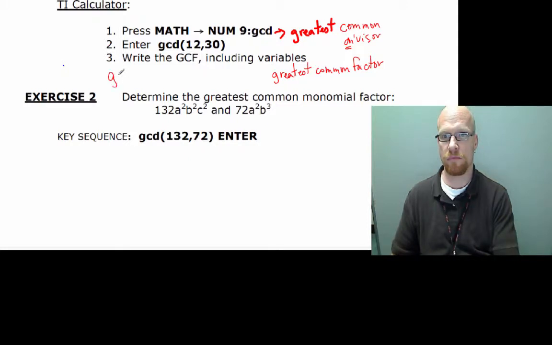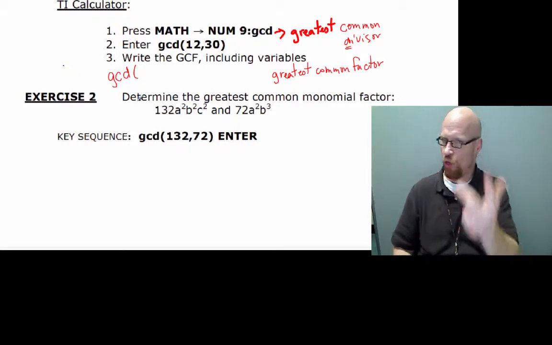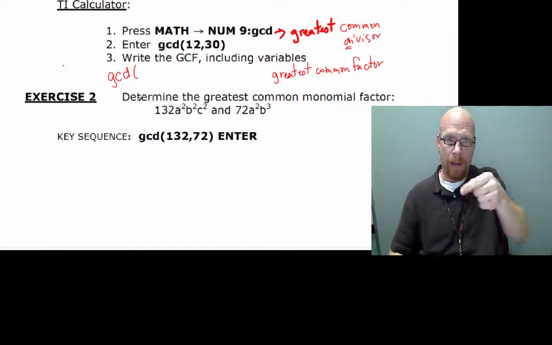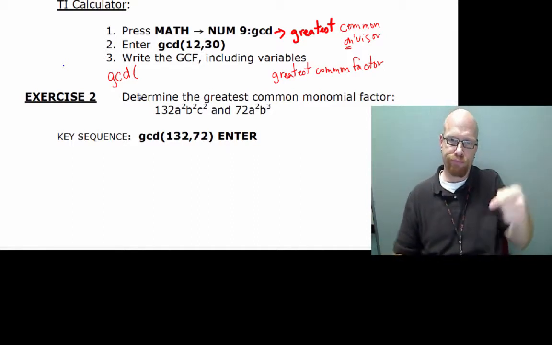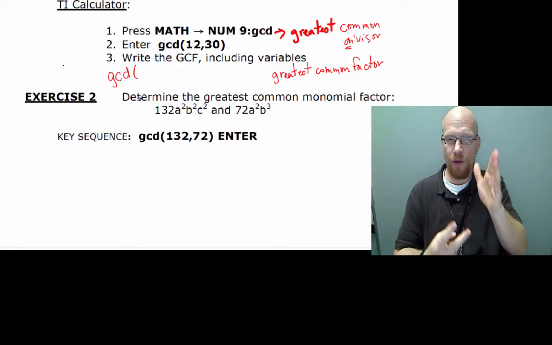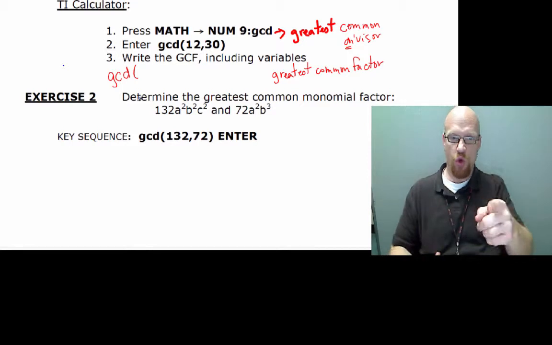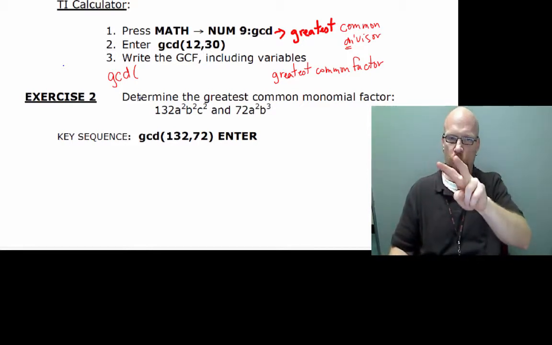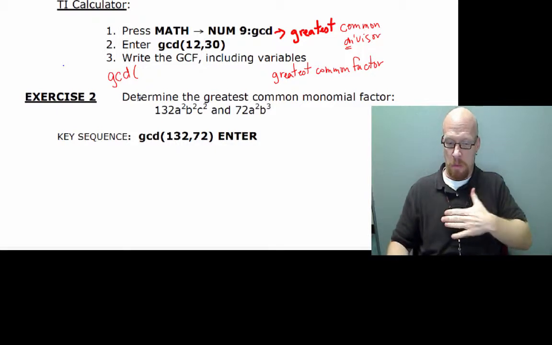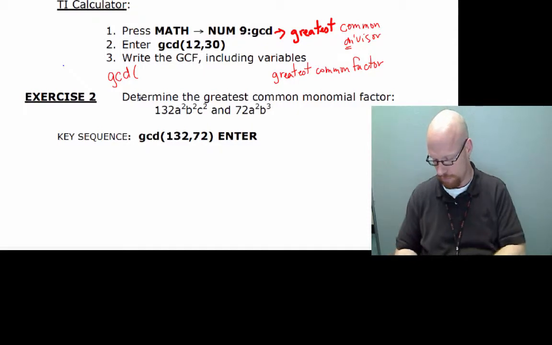Select number 9. This is what you'll normally see when you do that. You see GCD and then a parenthesis, one side of it. Your job is to put two numbers there with a comma in between the two numbers and then close the parentheses. Once you push enter, you'll get an answer. If we tried 12 and 30, close parentheses, we would get 6. You can see here, in example number 2, we have GCD, parentheses, 132, comma, 72, close parentheses, and then push enter. And we'll see what we get.